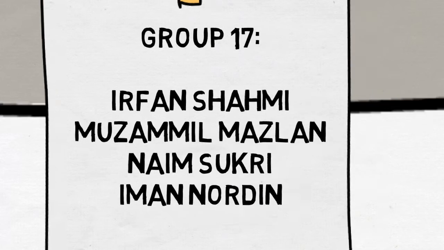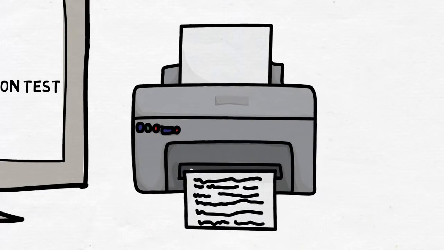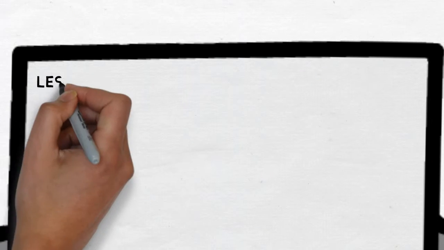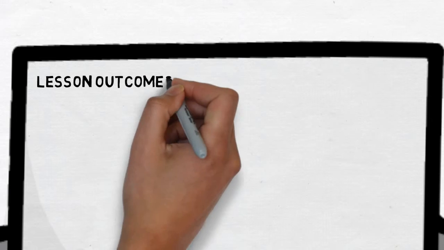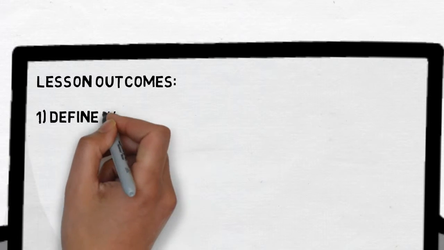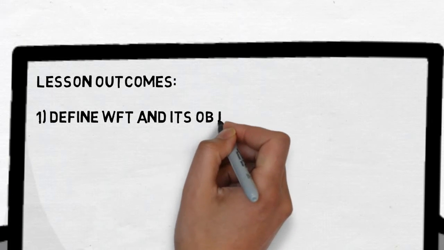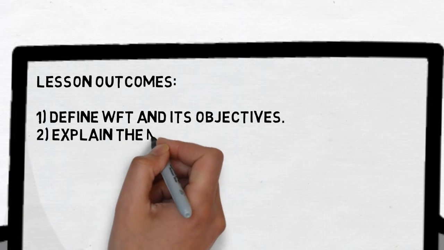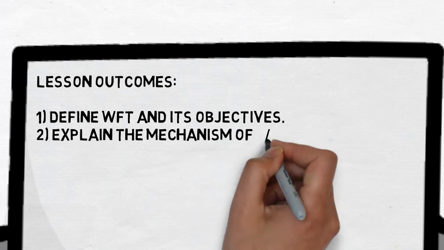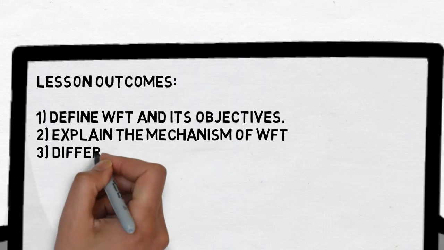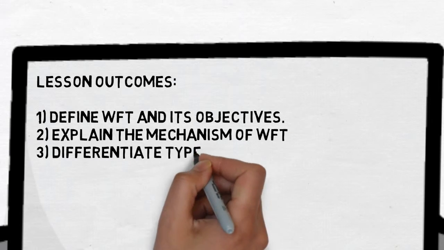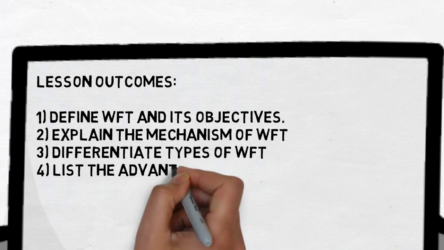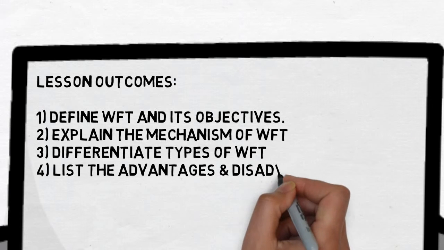Okay, right now let us move on to the lesson outcomes. At the end of this video, you could define Wireline Formation Test and its objective. Next, you can explain the mechanisms of Wireline Formation Test. The third one is you could differentiate various types of Wireline Formation Tester. And the last one is you could list the advantages and disadvantages of Wireline Formation Test.